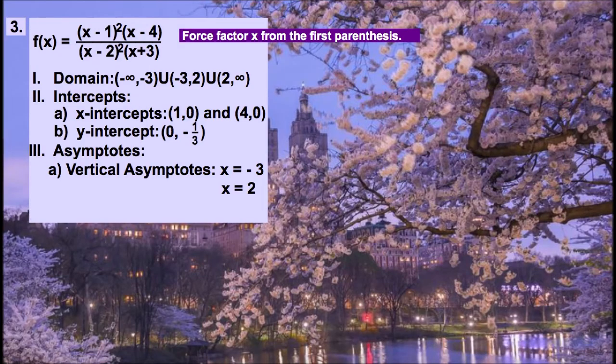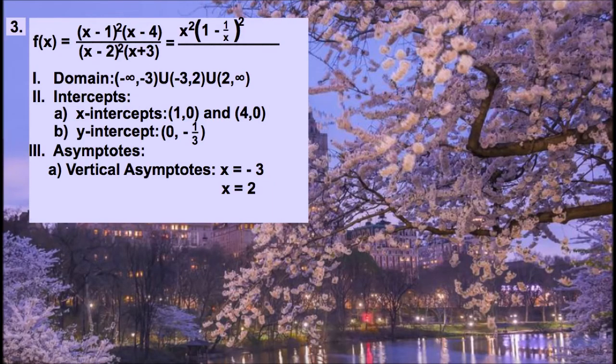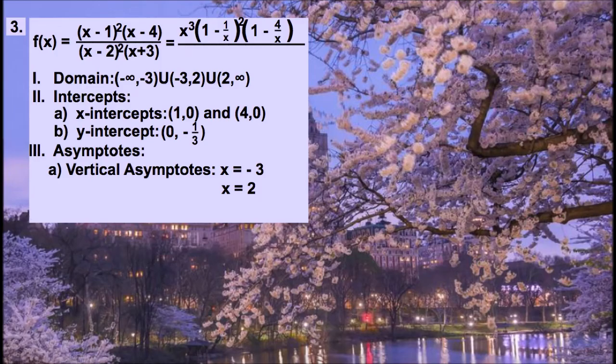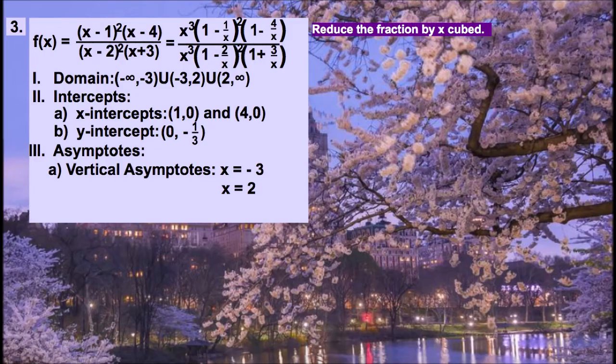factor x from the first parentheses: x squared times the quantity 1 minus 1 over x, everything squared. Factor x from the second parentheses: times x times the quantity 1 minus 4, everything over x. Multiplication is commutative. The product of x squared and x is x cubed. So we simplify our numerator, following the same procedure in the denominator. Reducing the fraction by x cubed.